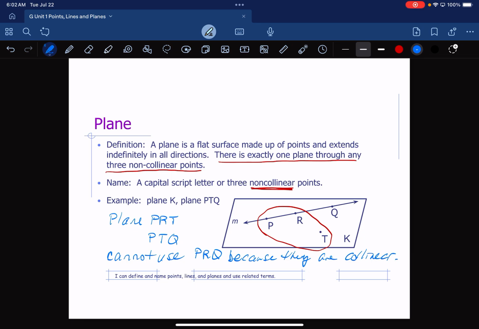The other way you can name it is this script letter. It needs to be more of a fancy K, like you do in cursive. You can use one letter, and that letter usually is in the corner. Notice it's not labeling anything else. M's labeling the line, P's labeling that point, R that point, Q that point. But then you got this letter K over here. It doesn't seem to be naming anything. Well, tucked away in the corner like that, it's naming the plane. So we can also call this plane K.